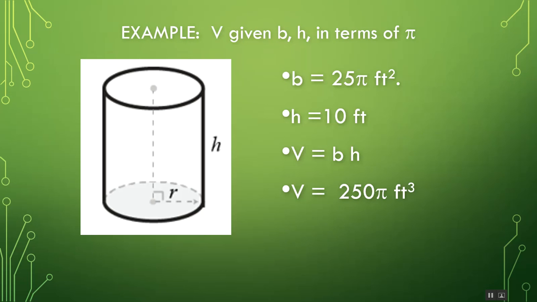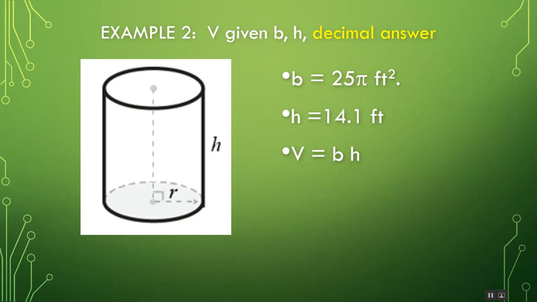All right. Wait a minute. What if they ask for a decimal answer? Well, I'm going to change it up a little bit. I'm going to make the height 14.1 feet. I couldn't just do the same thing over and over again. Okay, so volume is still base times height. Let's go 25 pi feet squared times 14.1 feet. Multiply that out. This time, we're going to change pi to 3.14, and we're going to multiply everything by 3.14. So we end up with 1,106.85 feet cubed. Now that's the exact decimal answer.